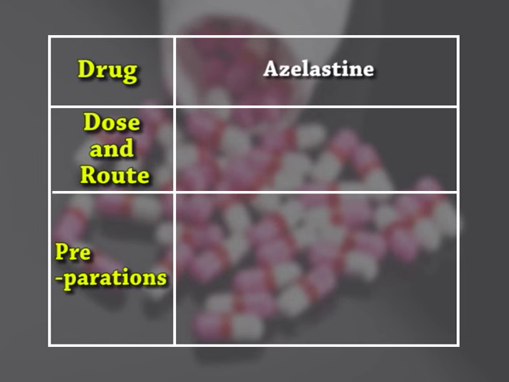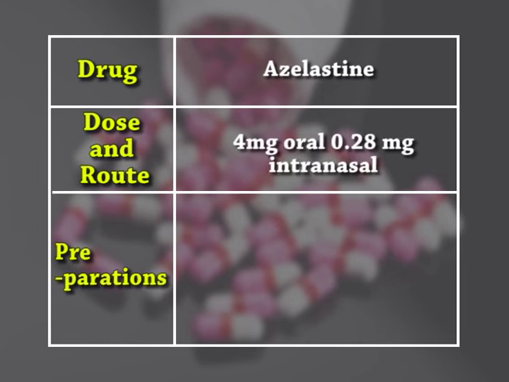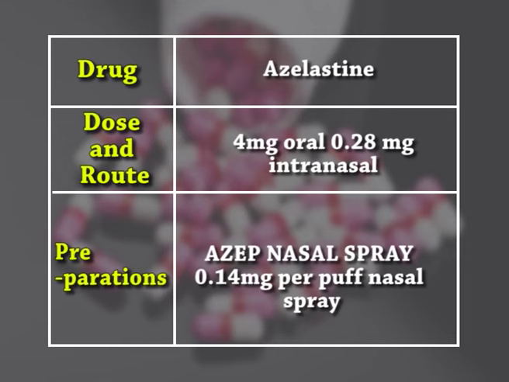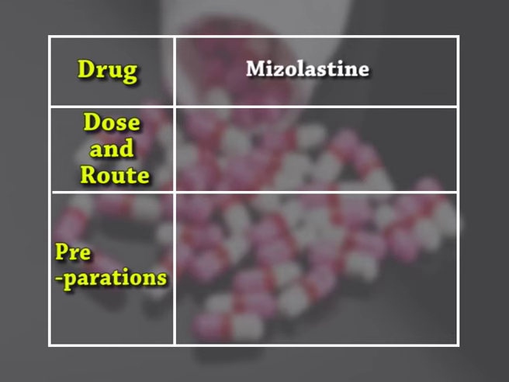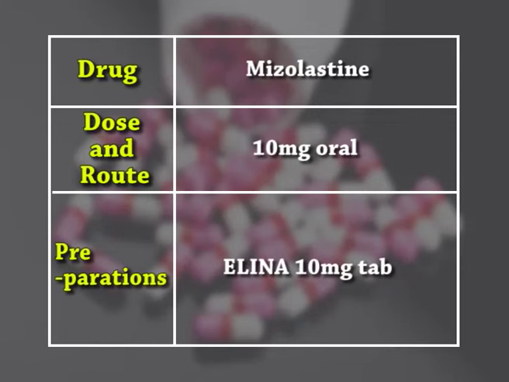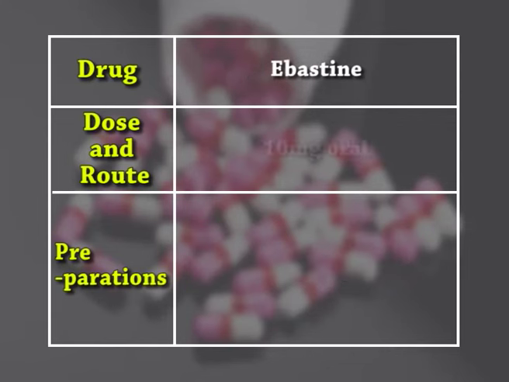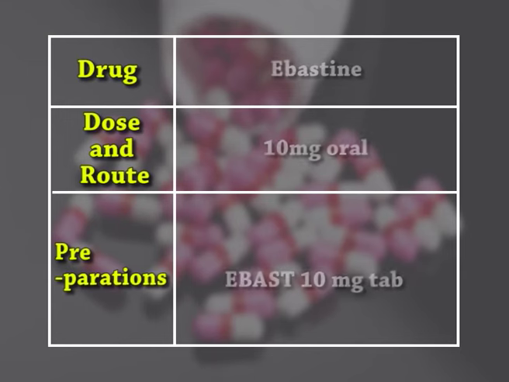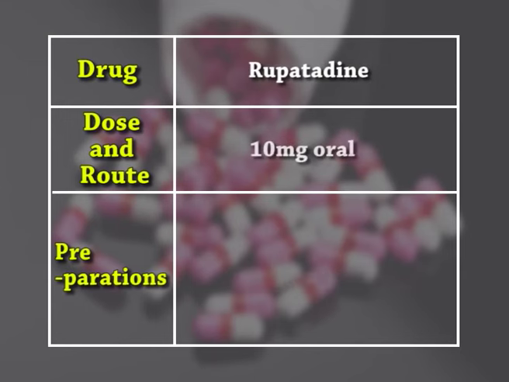Next is azelastine, given in a dose of 4 mg, route oral. In the intranasal route, the dose is 0.28 mg. Preparations include Azep nasal spray. Next is mizolastine, given in a dose of 10 mg, route oral, and preparations include Elina. Next is ebastine, given in a dose of 10 mg, route oral, preparations include Ebast. Next is rupatadine, given in a dose of 10 mg, route oral, and preparations include Rupahist.